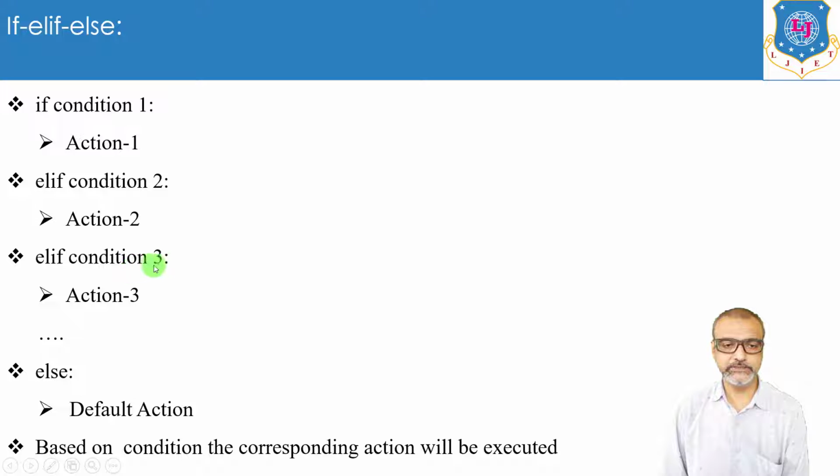Elif condition 3, if condition 3 is satisfied, then action 3 will be executed, and so on. Else, if all the conditions are false, then the default action will be executed. Based on the condition, the corresponding action will be executed.